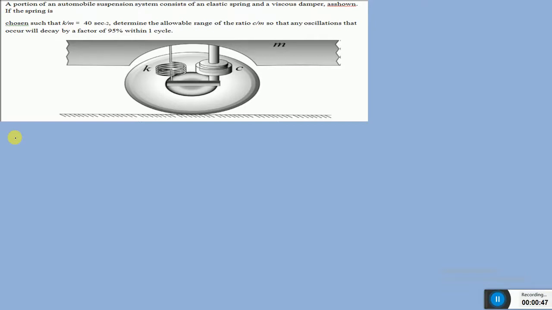During the previous class, we have covered some problems on the viscous damping and the logarithmic decrement. So in this class, we will cover a few more problems on the viscous damping and the logarithmic decrement. So here on the screen, this is the first problem.